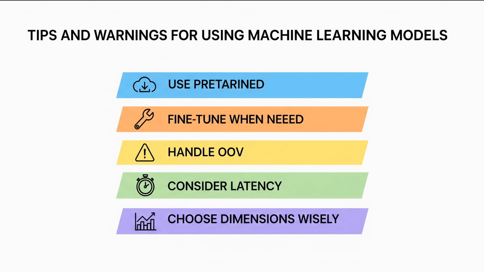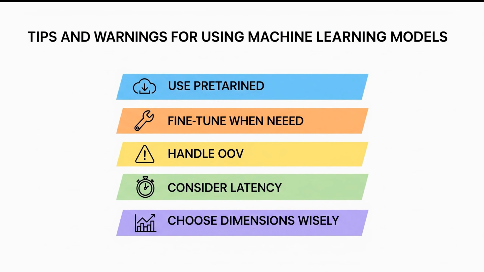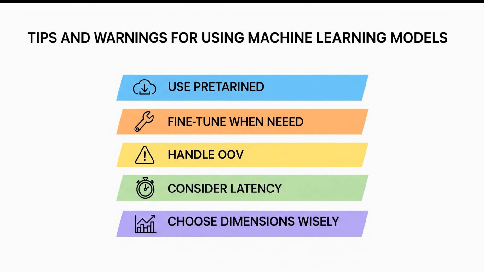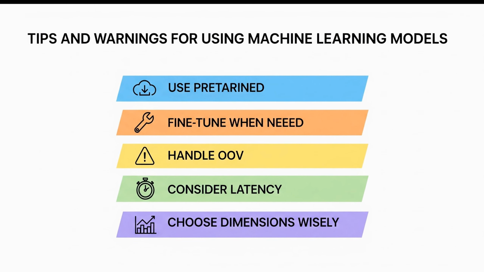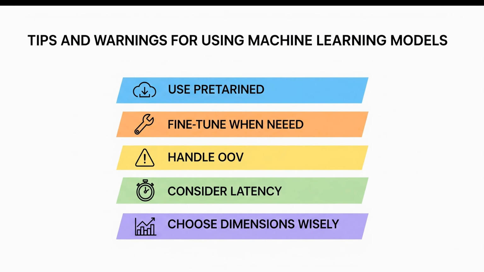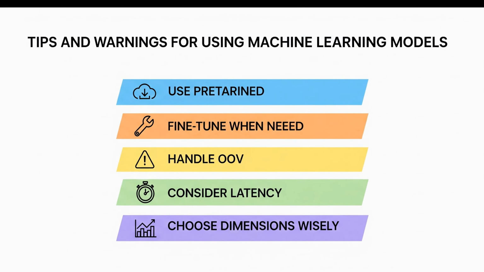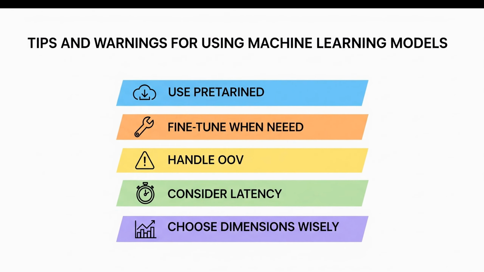Practical tips: use pre-trained embeddings when you can, but fine-tune for your domain if you have labeled data. Watch out for vocabulary mismatch, out-of-vocab tokens, and dimensionality trade-offs. Higher dimension isn't always better. For production, consider memory, latency, and whether you need static or contextual embeddings.